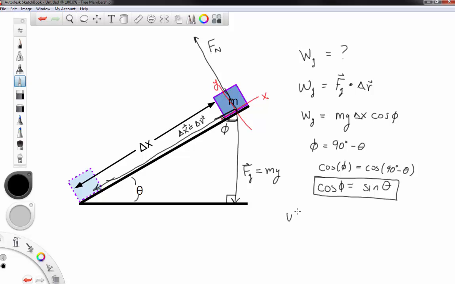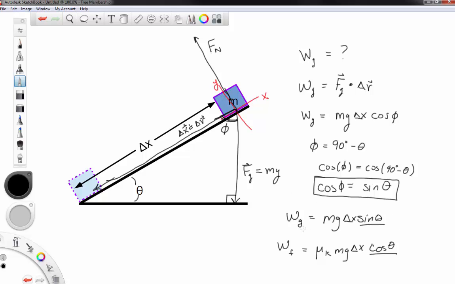Therefore, we can write that the work done by gravity is going to be m times g times delta x times the sine of theta, as opposed to the work done by friction, which was mu sub k m g delta x times the cosine of theta. And this was basically the question that was asked both in person and by email from a couple different students. Why is it that one is sine and one is cosine? Well, I guess now you know.